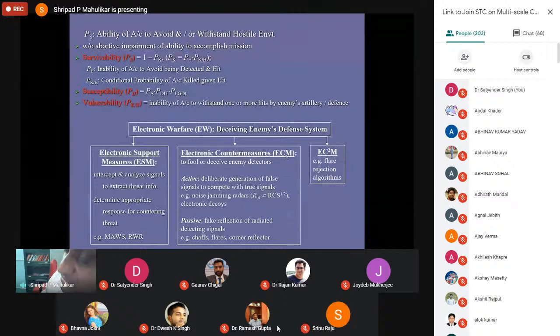Because of the dynamic nature, the state of the art keeps changing very fast as compared to other conventional disciplines. So this is one very exciting aspect of doing research in stealth technology, just to generate some interest in the participants, and if possible to motivate some of them to consider this as a field of research. Okay, any questions so far?